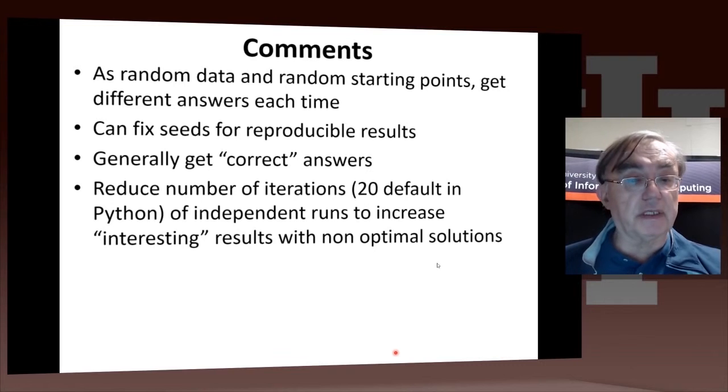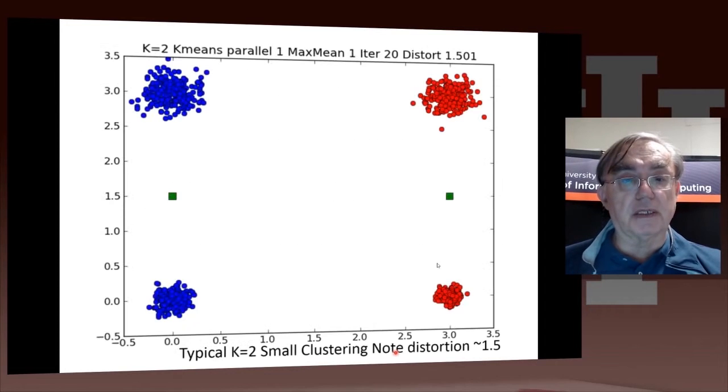You can fix the seeds if you want to get reproducible answers. Because if you have random starting points and random data, both are different each time. But if you fix the seeds for all of those, you will get the same answer each time. And as I pointed out, we're going to change that 20 to 1 to produce more amusing results.